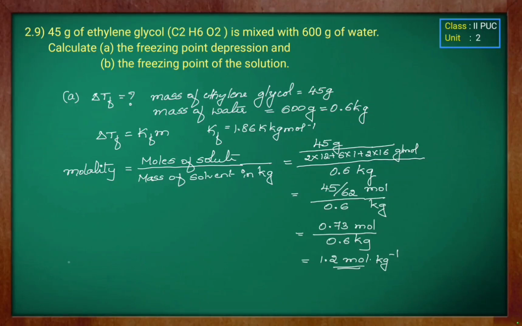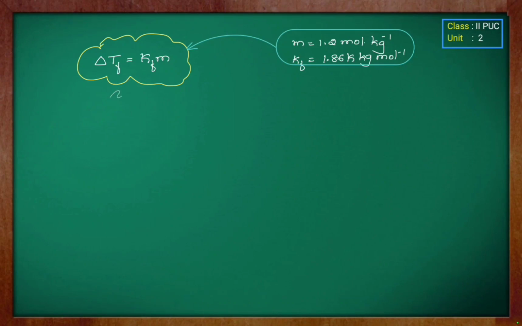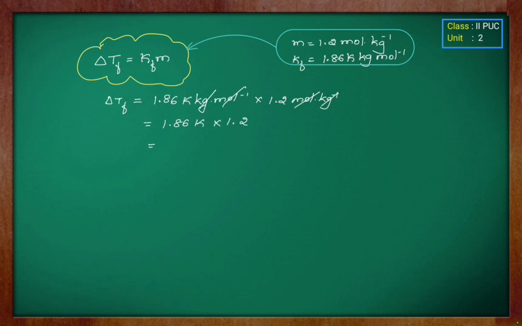Now substituting the molality into the formula of depression in freezing point. Delta Tf is equal to 1.86 Kelvin kg per mole into 1.2 mole per kg. So we have 1.86 Kelvin into 1.2 and this is equal to 2.2 Kelvin. So this is the decrease in the freezing point that is observed after adding the solute, that is ethylene glycol, to 600 gram of water.